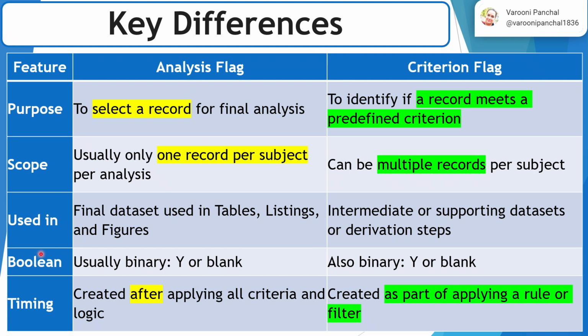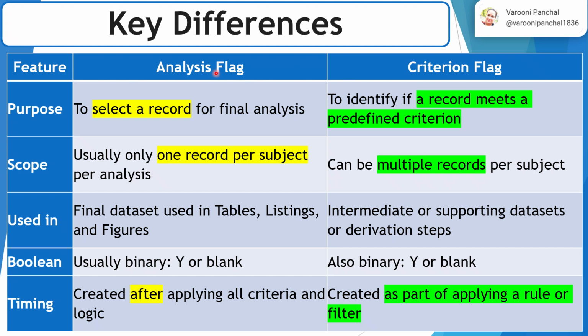The analysis flag is used in the final data set, in tables, listings and figures, whereas the criterion flag is used in intermediate or supporting data sets or derivation steps. In the analysis flag, we generally use binary Y or blank. Y is yes, N is no, but generally we don't flag N; we just represent the analysis flag as Y, that is yes. In the criterion flag also we use binary, where Y represents yes, or we keep it blank.